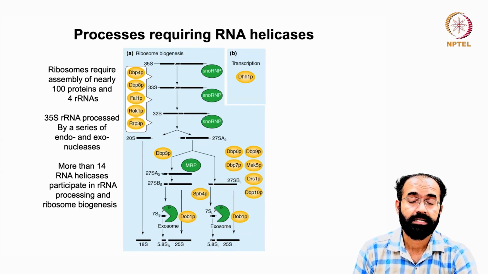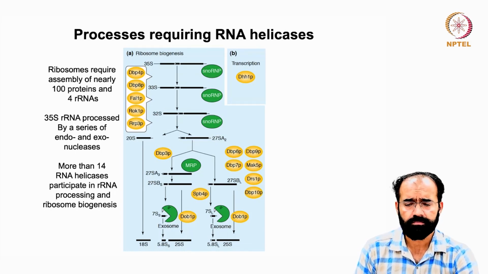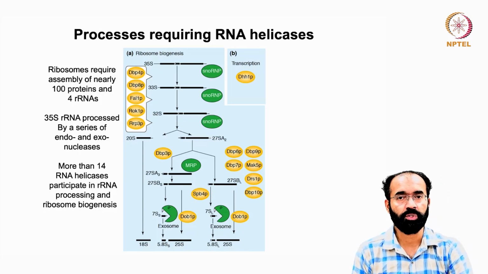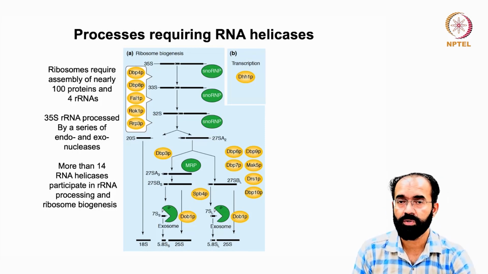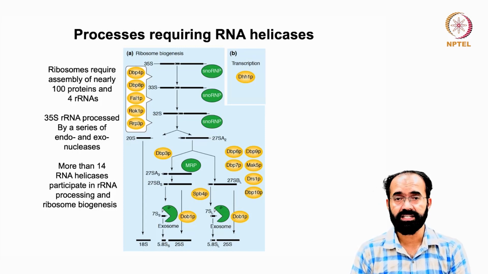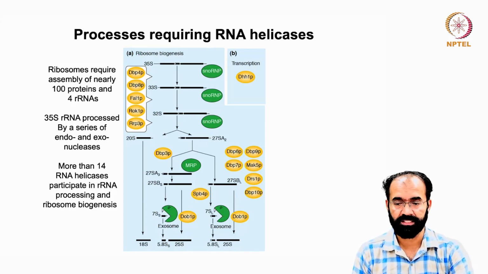And one helicase that is important in the transcription is DHH1P. The names of these helicases are not important. We are showing these helicases for you to have an idea that the RNA helicases are very important for each and every function that is occurring related to gene expression.